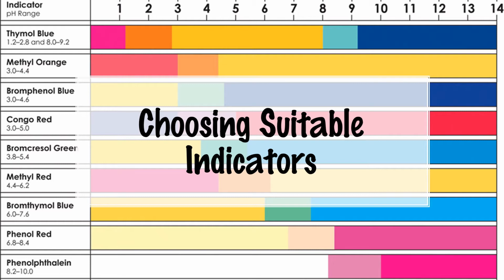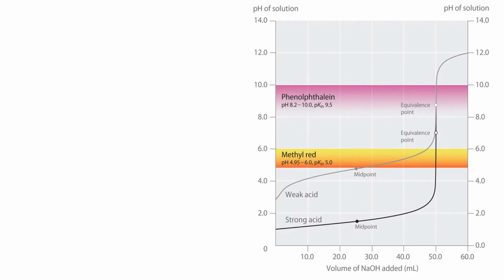When you carry out an acid-base titration, you use an indicator to tell you when you have the acid and base mixed in exactly the right proportions to neutralize each other. When the indicator changes color, this is often described as the endpoint of the titration. The question is, how do you choose a suitable indicator in the titration?